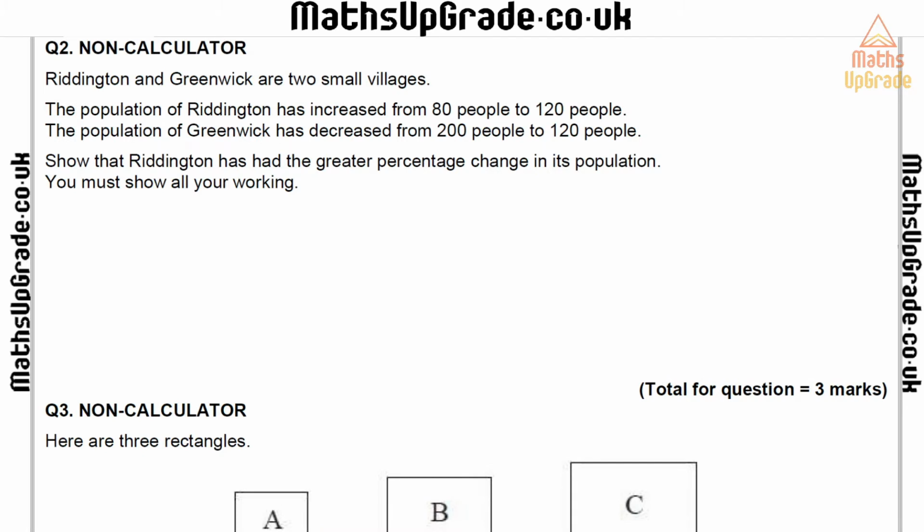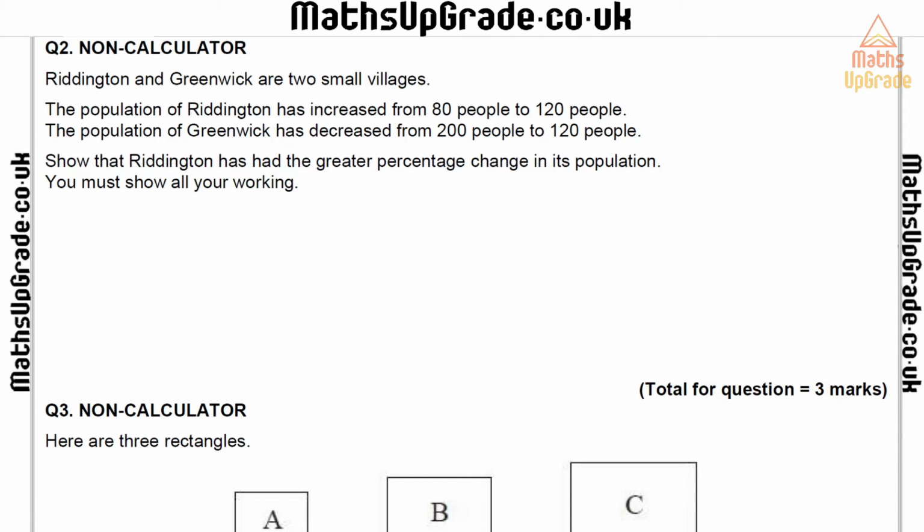Question 2, again a non-calculator question. Riddington and Greenock are 2 small villages. The population of one of them has increased from 80 people to 120 people. The population of the other has decreased from 200 to 120. We need to show that Riddington has had the greater percentage change in its population, and we've got to show all our working. This question is worth 3 marks.